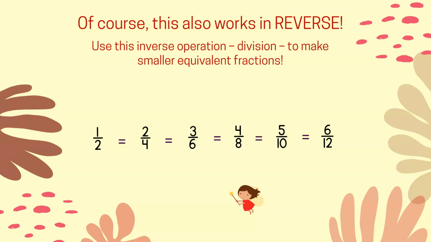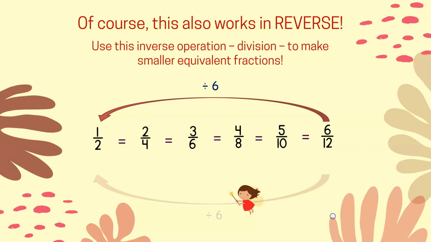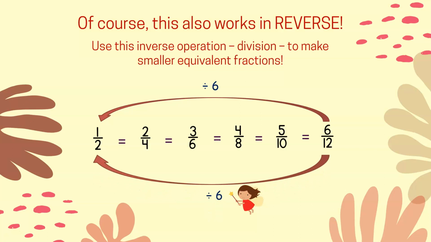Let's start right at the end of our little sequence. We'll start with 6/12. If we divide the numerator by 6, we'll get 1. Whatever we do to the top, we must do to the bottom. So we're going to divide our denominator by 6. 12 divided by 6 is 2. So 6/12 is the same as 1/2. It's an equivalent fraction.